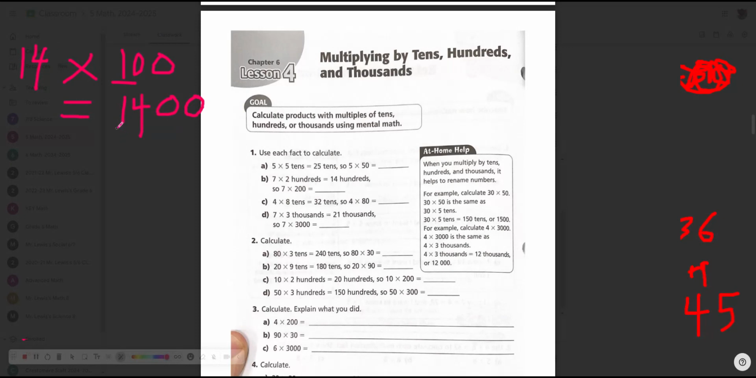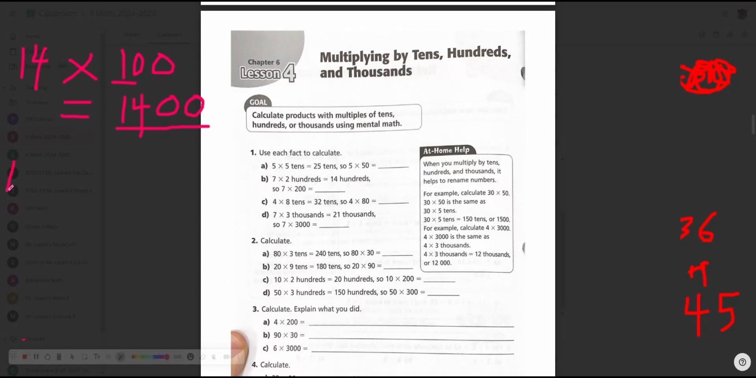We could also read this as 14 hundreds, which makes a lot of sense when we're multiplying, right? 14 times 100, you have 1,400. Or if we're thinking dollar bills, this is a $100 bill, you've got 14 of them. How many do you have? $1,400. There you go.